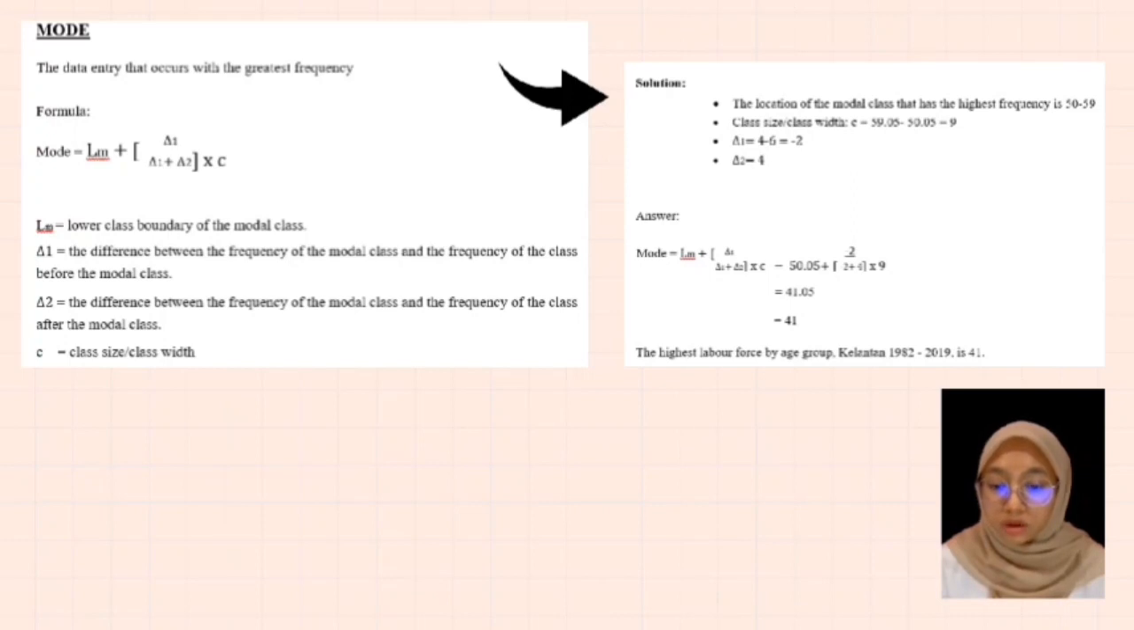The difference between the frequency of the modal class and the frequency of the class before the modal class is 4 minus 6 equal negative 2. The difference between the frequency of the modal class and the frequency of the class after the modal class is 4. The highest labor force by age group, Kelantan 1982 until 2019, is 41.